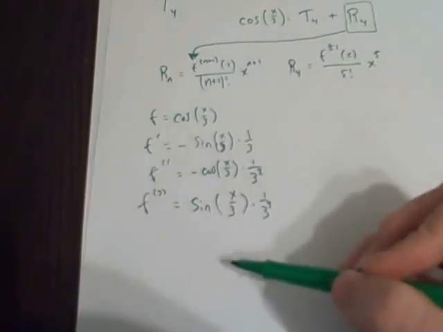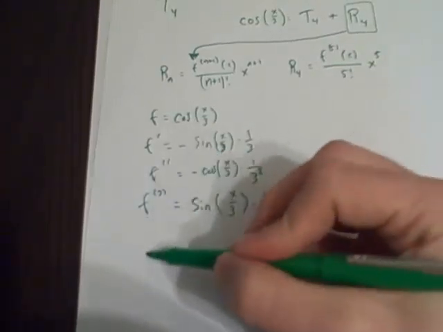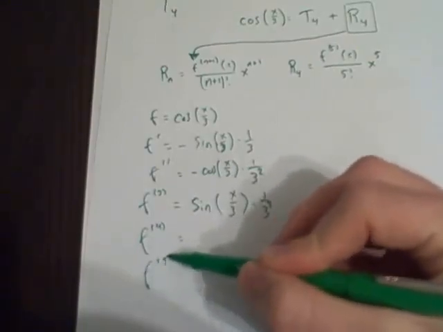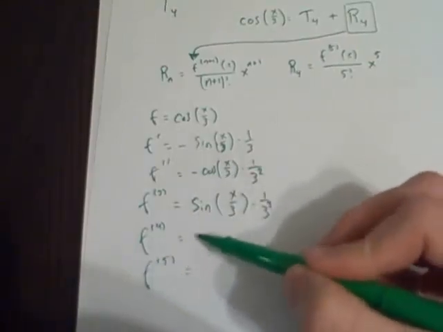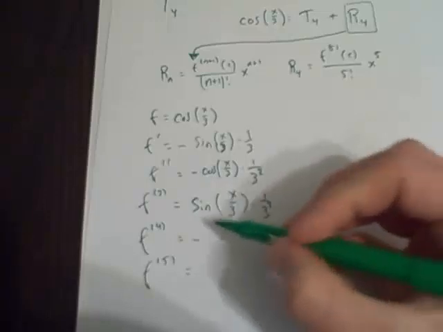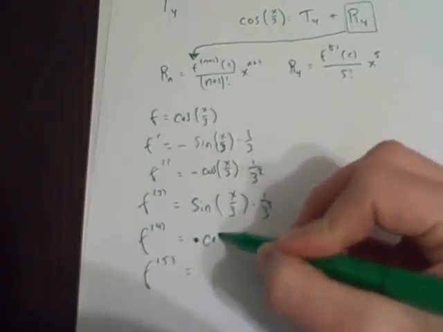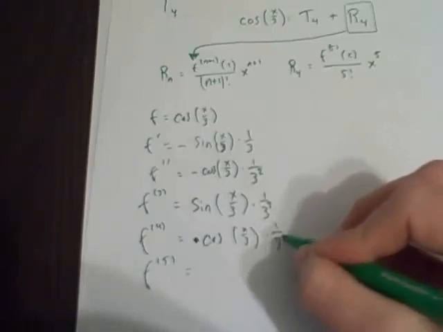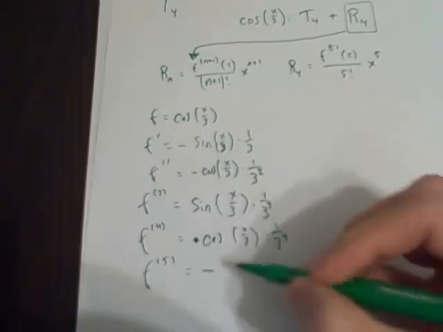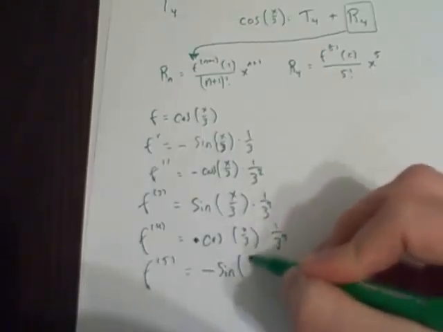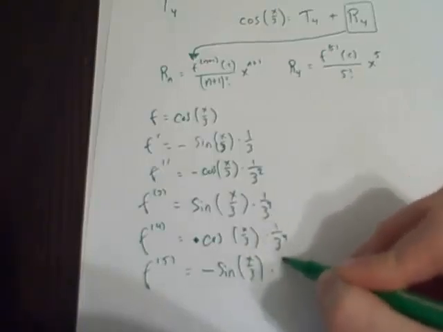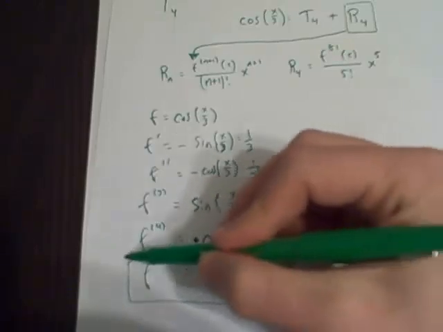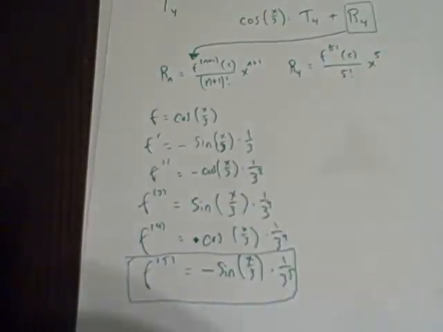So you can see the pattern here already. Well, actually, I guess we have only 2 more derivatives to do, so let's just do them all the way. So here we're back at cosine x over 3 times 1 over 3 to the fourth, and then finally negative sine x over 3 times 1 over 3 to the fifth. All right, so we finally found the fifth derivative. Not so bad, though. It took under a minute.